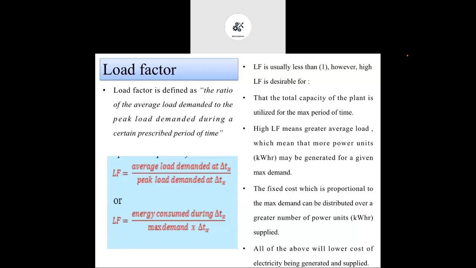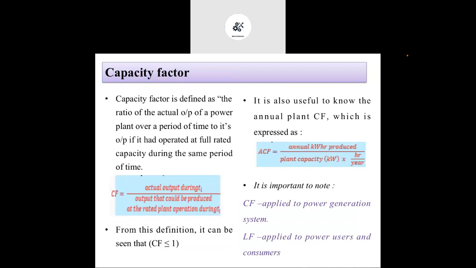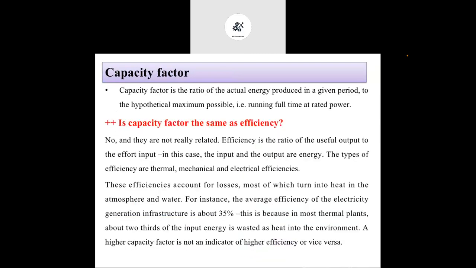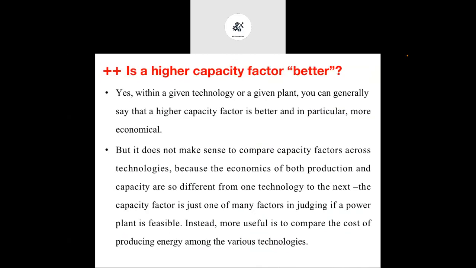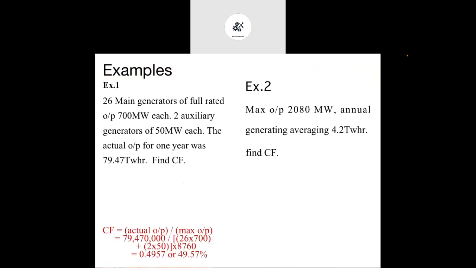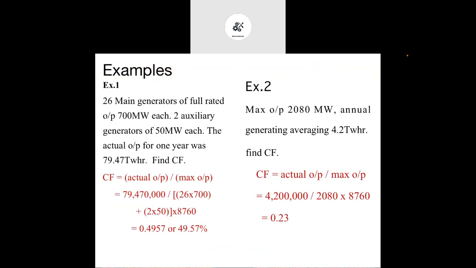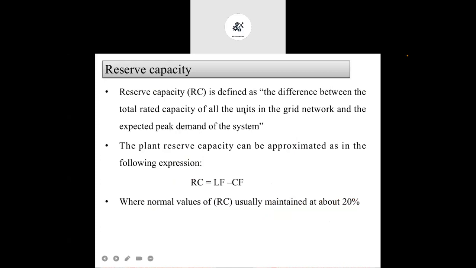Similar to this, we are going to see the different factors. Also, the value of the capacity factor should be higher, so it will be more profitable to the particular power plant. In the examples we also saw the calculations, how to calculate the factors and all those things. Those are easy ones. Now we are going to see the next types of factors.